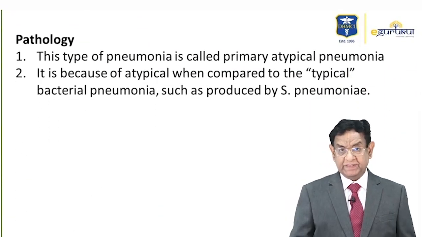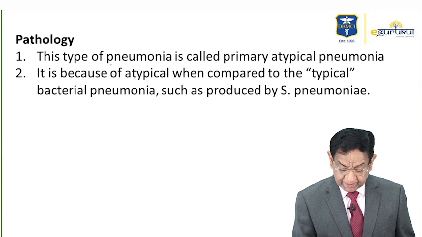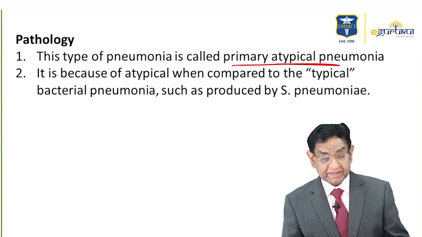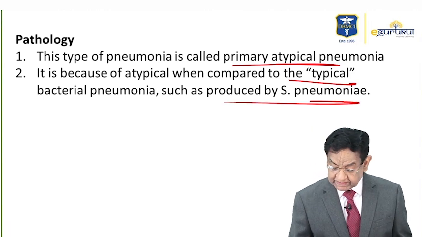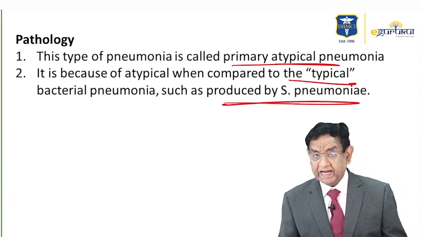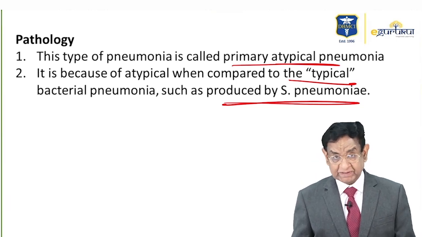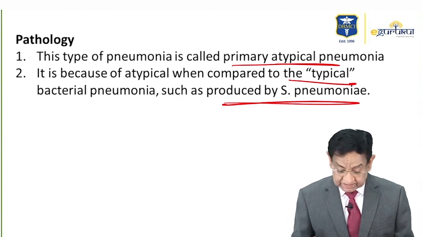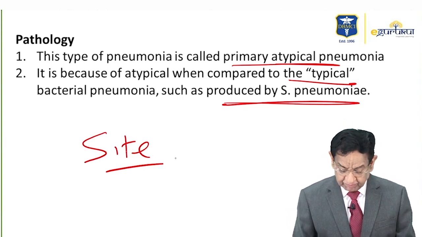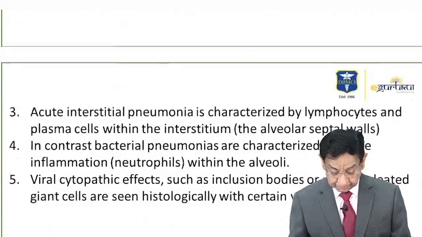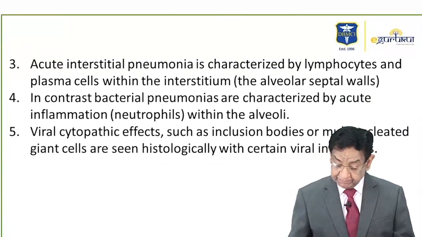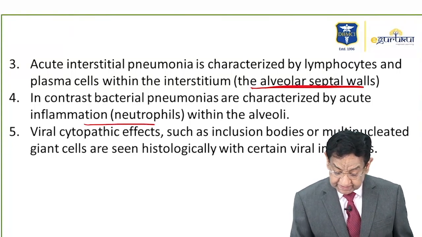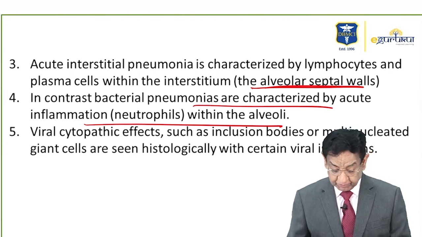Now, pathology. As discussed earlier, this type of pneumonia we call atypical because it is involving the interstitium. Typical pneumonia, which occurs in strep pneumonia, occurs inside the alveolus. That's the basic difference in the pathology. But remember, in both places there is inflammation, but the site differs, as I told you in the previous slide also. So the alveolar septal wall is atypical, and inside the alveolus is typical pneumonia.